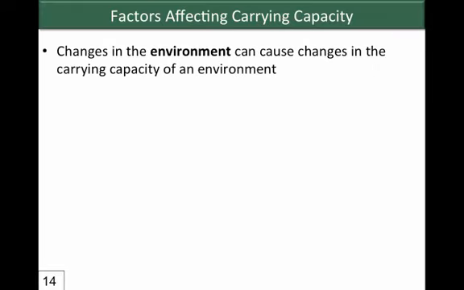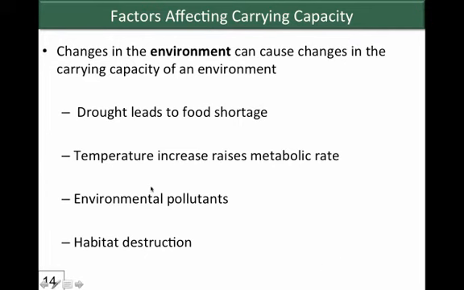Now we know that there are changes in the environment that can cause changes in the carrying capacity of an environment. Some of these changes might be drought, which leads to food shortage. So you're going to have less rain, and you're going to have less food. Increased temperatures increase the rate of metabolism. Environmental pollutants could be things that, say, humans dump into the population. They could be pollutants that the animals are creating, just because their density is getting so large that they are producing more pollutants. And habitat destruction.